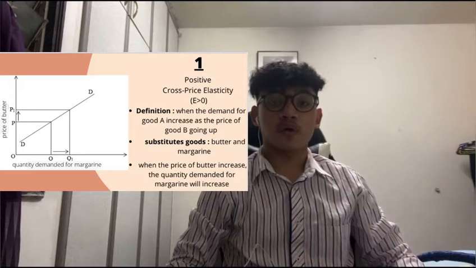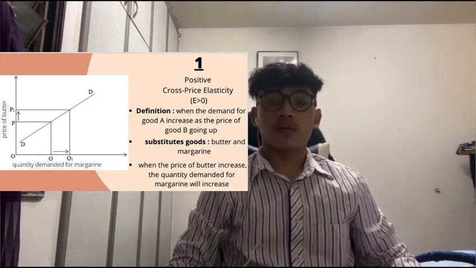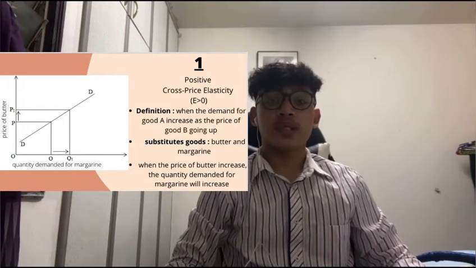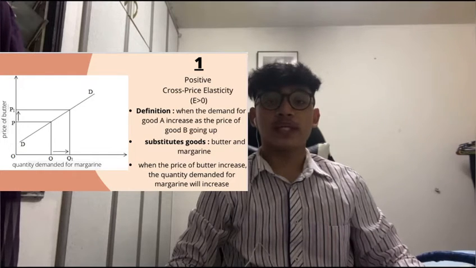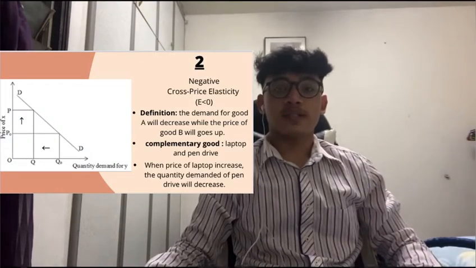This is because of substitute goods, that is butter and margarine. For example here, when the price of butter increases from P to P1, quantity demanded for margarine also will increase from Q to Q1.